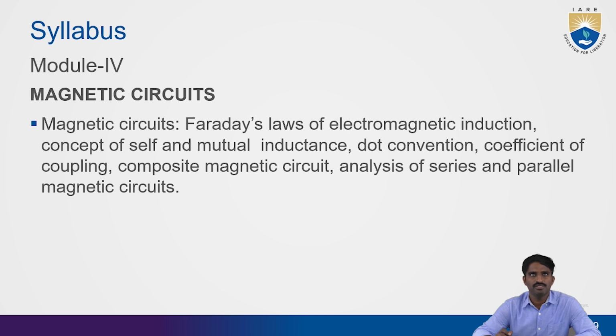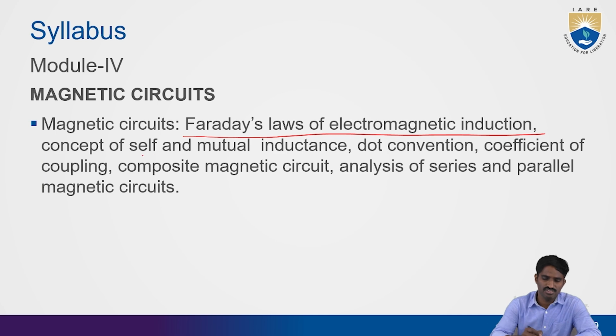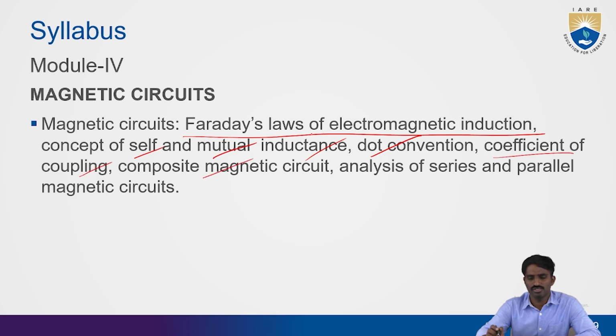Then coming to the magnetic circuits. All these magnetic circuits are based on Faraday's law of electromagnetic induction. Using this basic principle, we will discuss the concept of self-inductance and mutual inductance, and what inductance actually means. And what is the dot convention, and what is the use of this dot convention. Also there are some terminology or parameters, such as the coefficient of coupling, and what are composite magnetic circuits, and the analysis of series and parallel magnetic circuits.